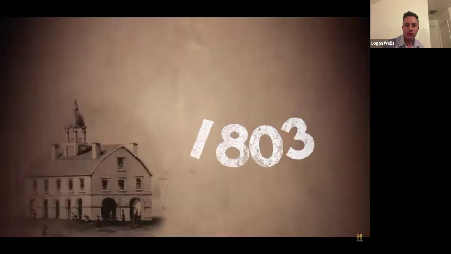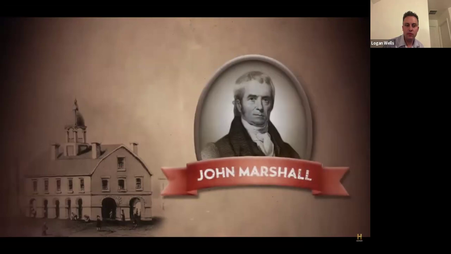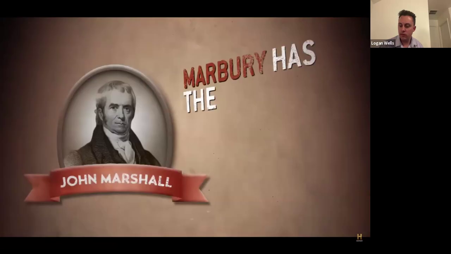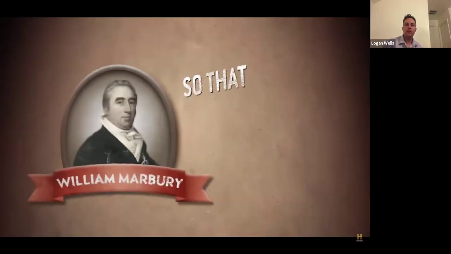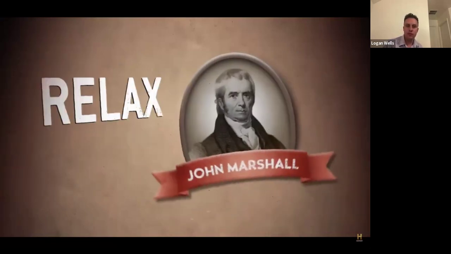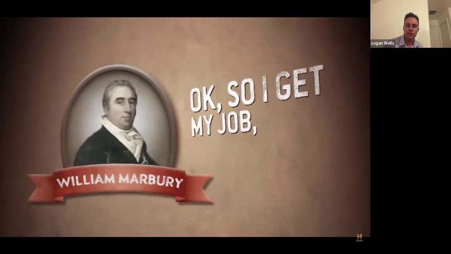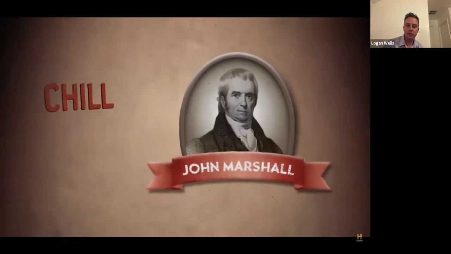In 1803, Supreme Court Chief Justice John Marshall himself, a Federalist appointed by John Adams, ruled on the case of Marbury versus Madison. He saw this as an opportunity to establish some important legal precedents, decisions that extended way beyond whether or not Marbury got his job. First, Marshall ruled that Marbury had the right to receive his commission. So that means I get my judge job, right? Relax, Marbury. Marshall also ruled that Marbury had a right to remedy, to have his wrong righted. Okay, so I get my job. Yeah, not so. Relax, Marbury, chill out, buddy.